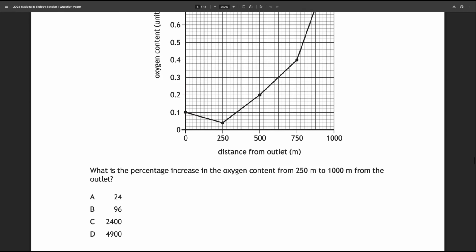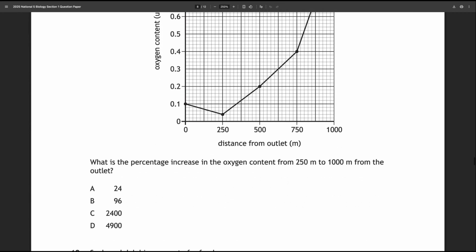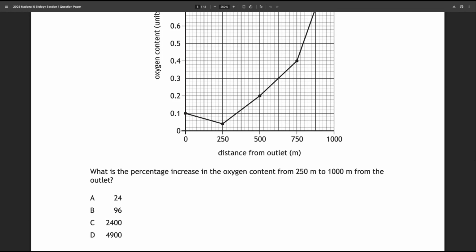All right, so 250 will be 0.04, won't it? 0.04. And at 1,000 metres, we scroll up here, we see it's all the way up at 1. Okay, so we're going from 0.04 all the way up to 1. So what is the percentage increase? Well, it's the change from 0.04 to 1 divided by the original, which is 0.04. And if we plug the numbers into our calculator, we get 2,400. Okay, and that might seem like a big percentage change, but if you think about the numbers involved, 0.04 and 1, there is quite a big difference there. So that sounds about right.